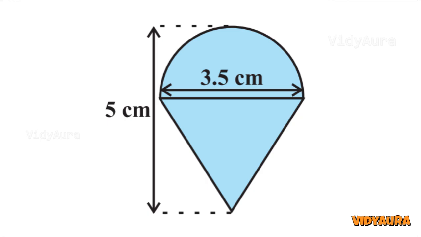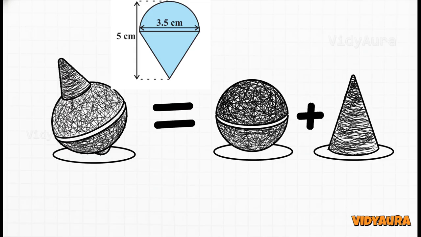All right, let's tackle this step by step. First things first, we need a game plan. So, what parts are we painting? Well, we're painting the curvy part of the hemisphere and the curvy part of the cone. So our formula is simple. Total area equals the curved surface area of the hemisphere plus the curved surface area of the cone.